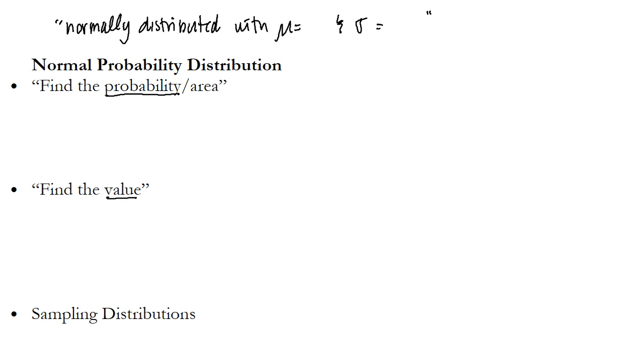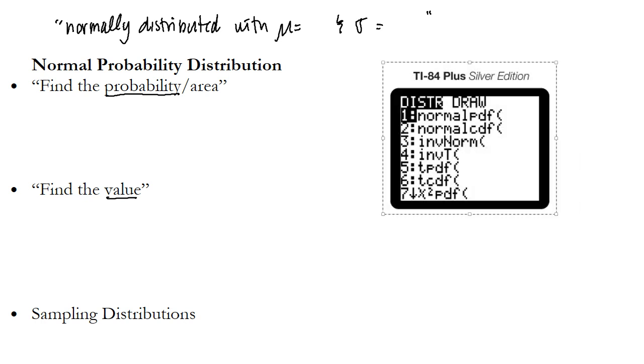Find the probability means like I'm going to give you a value, you tell me the likelihood of that value or less, or that value or more, or that value and in between. Or you can find the value. So I want to know the cutoff value for 15% or something. You find the value. These are distributions, so they're still in the distribution menu, just like the binomial. We have the PDF and the CDF and then inverse normal.